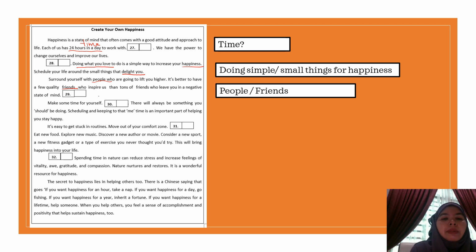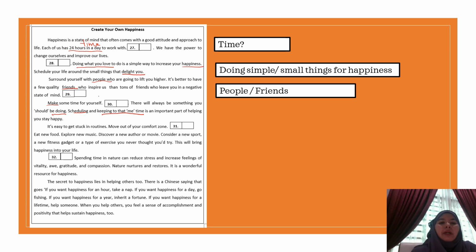Okay, next, let's look at paragraph 4. Make some time for yourself, and then gap number 30. Alright, here, some time for yourself. Alright, gap number 30, there will always be something you should be doing. Okay, here, make, do. Okay, scheduling and keeping to that me time is an important part of helping you stay happy.